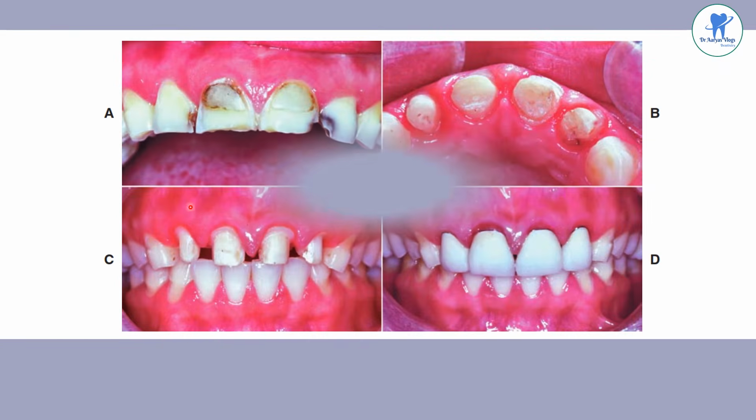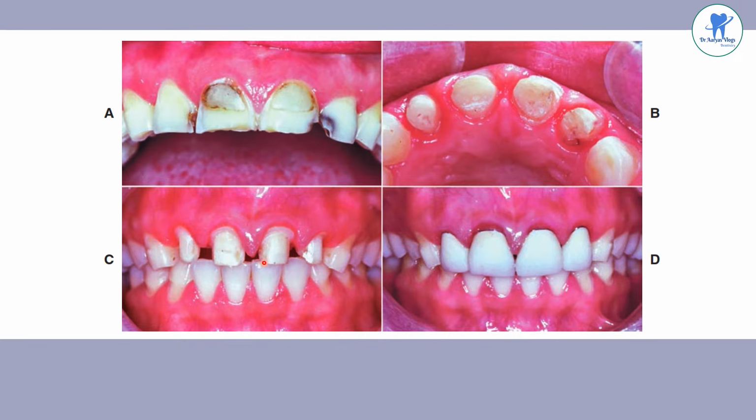Here, this is a picture showing poor preparation design. The treatment plan for these badly damaged incisors was to use metal ceramic crowns. In this picture, it shows the preparation. Here, the apical margin of the preparation does not follow the free gingival contours.